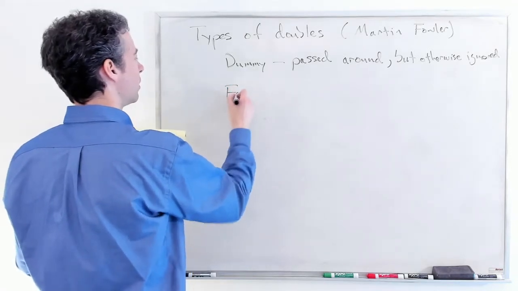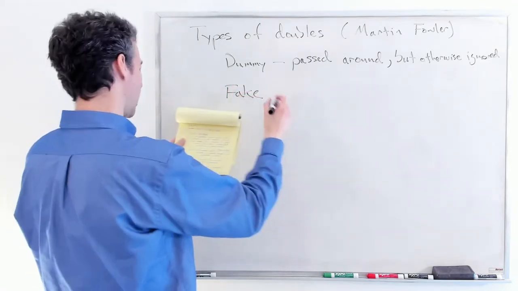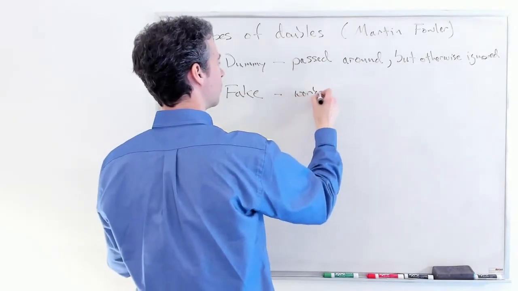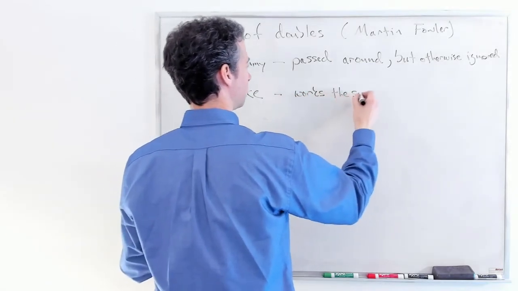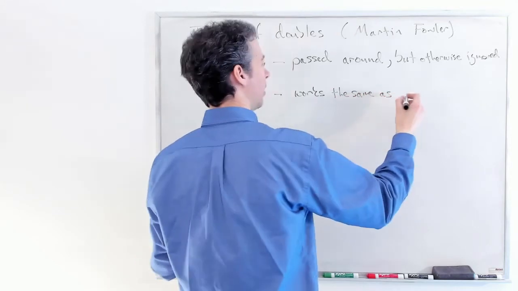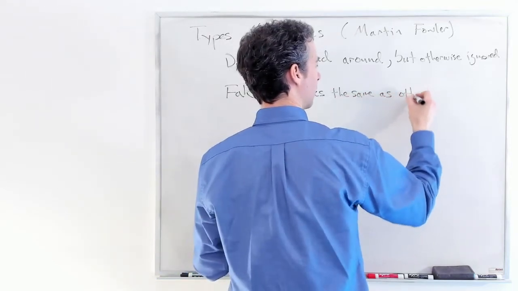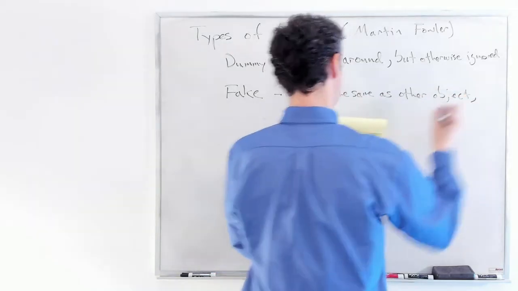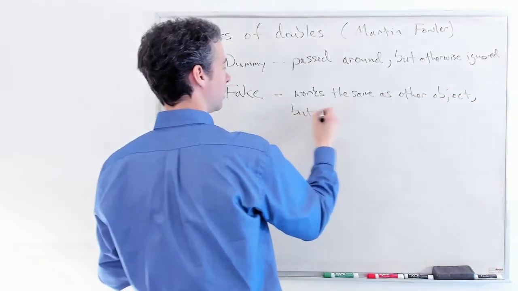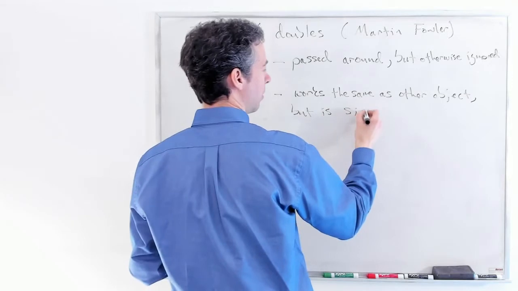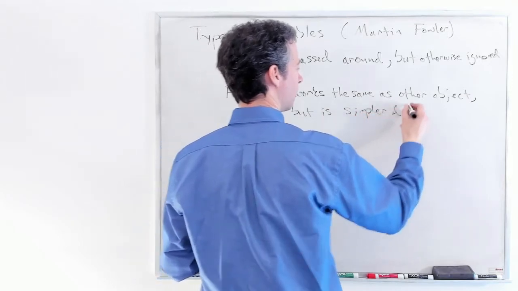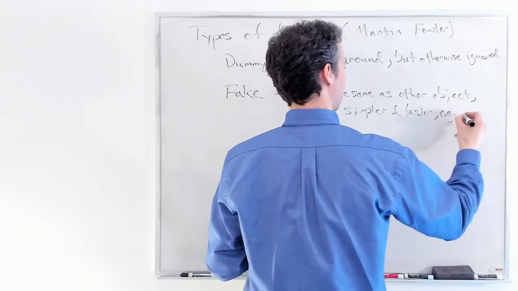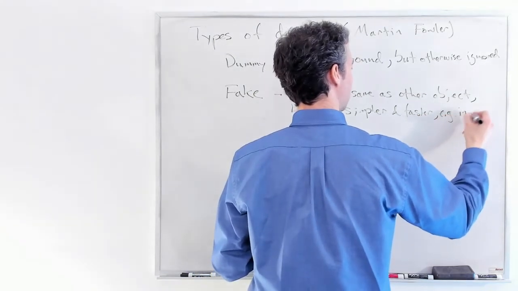Then there's the idea of a fake. Now a fake works the same as the other object that you are doubling for, but is often simpler and faster. And the example given is an in-memory database.